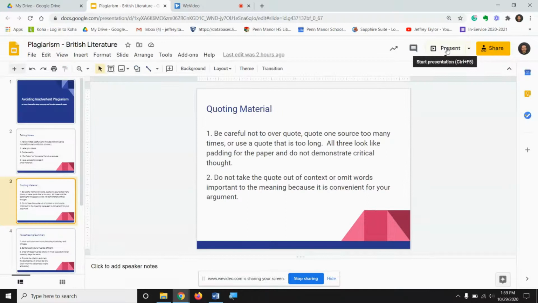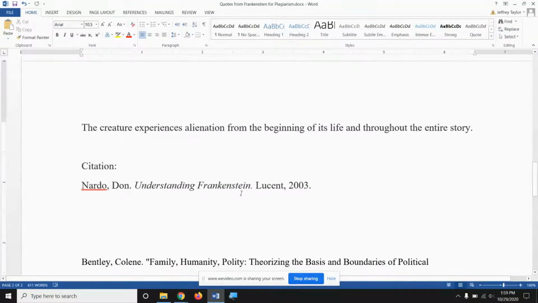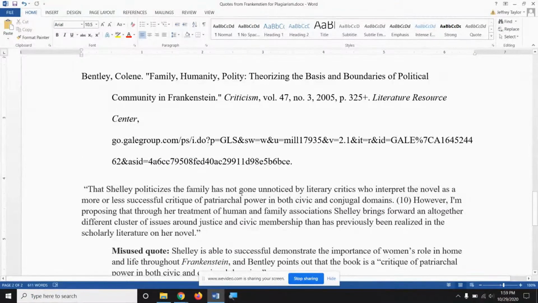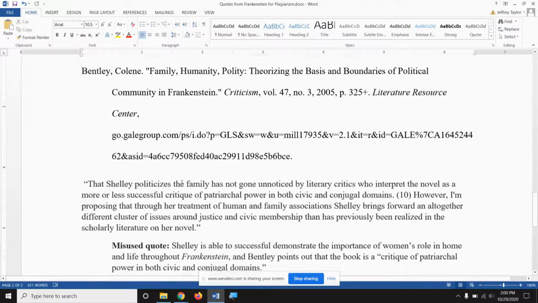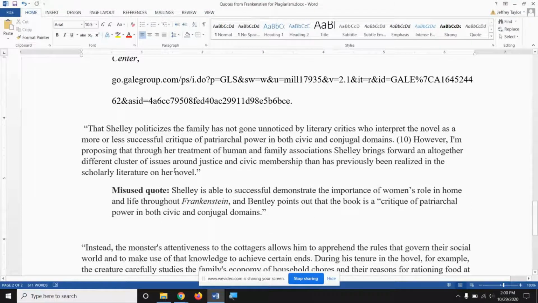So let's take a look at one of those. Jump down here, and here we have a quote from an article by Colleen Bentley, Family, Humanity, Polity: Theorizing the Basis and Boundaries of Political Community in Frankenstein. It's from the Criticism journal. So here's the original quote, and then here's a misuse of the quote.